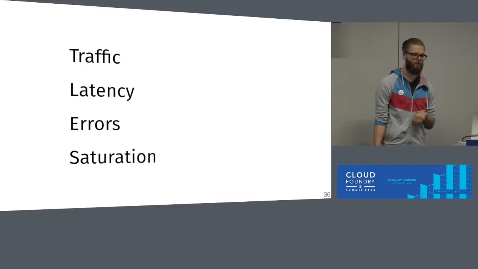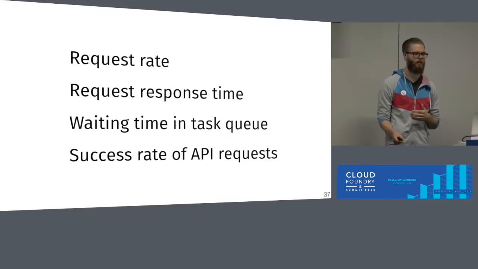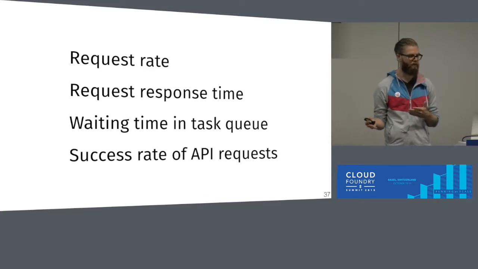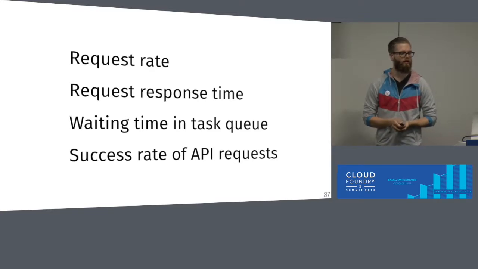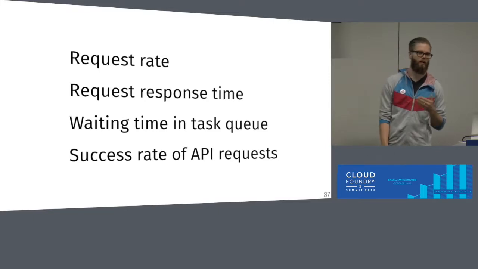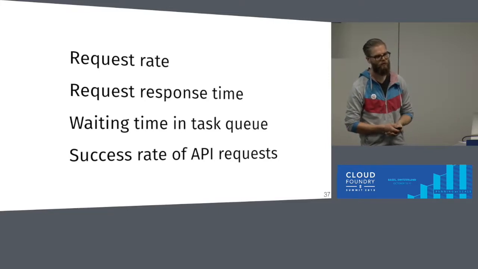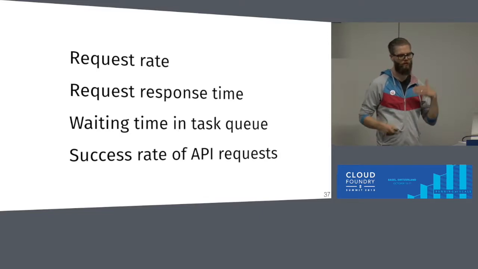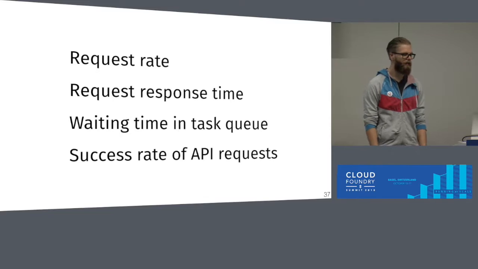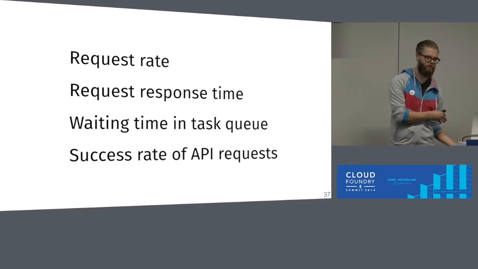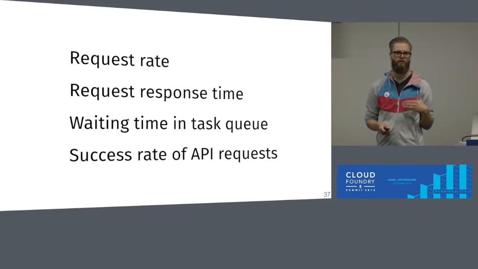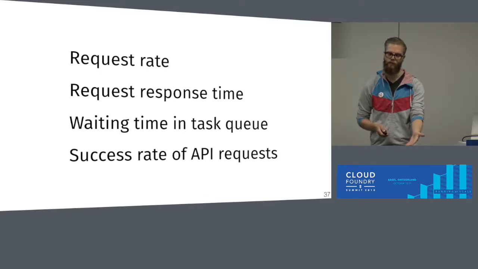In BOSH terms, I guess that somehow means we are looking at the request rate, that's our incoming traffic, that's a good thing that we want to have and not stop, right? We're looking at the request response time, like how long does it take to respond to a request? Are we seeing this slowness that we have seen before with requests taking seconds and more? How long is the waiting time in the task queue? And what's my success rate of API requests? Am I rejecting stuff with HTTP 502 or with similar or different errors?